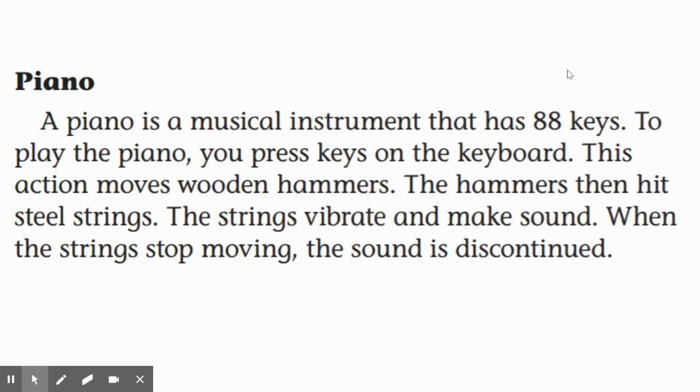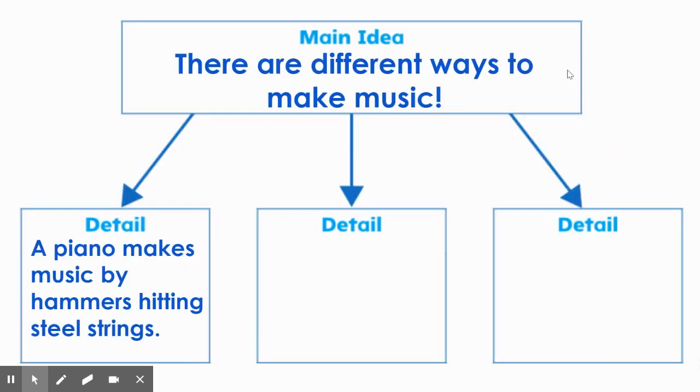Second graders, did you read or hear how a piano makes music? That's right. The hammers hit the steel strings inside the piano. They vibrate and make sound. So my first key detail is that a piano makes music by hammers hitting steel strings. That is one way that a musical instrument makes music. Let's keep going.